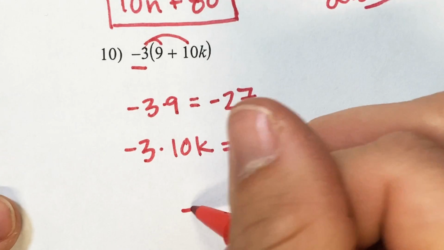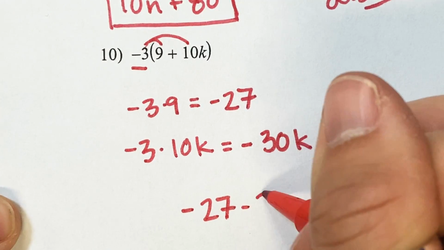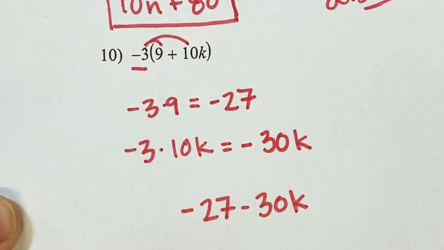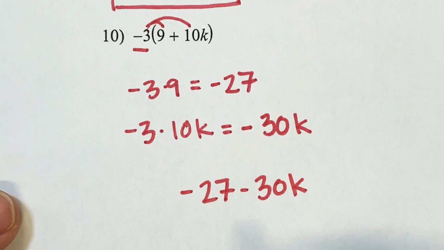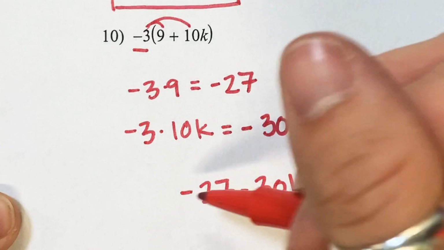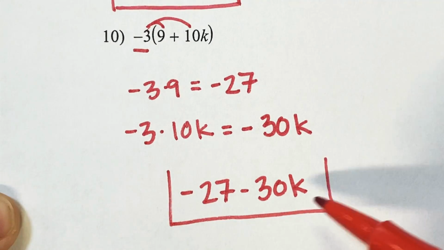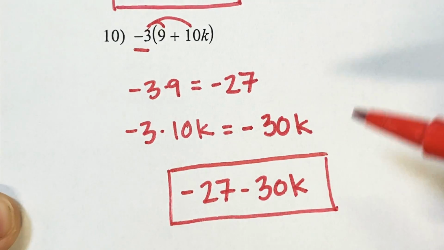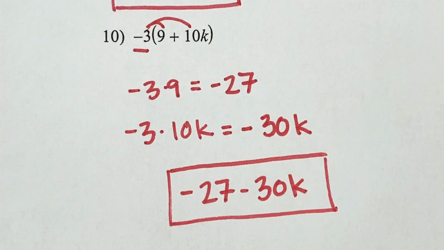So now we can just rewrite it. Negative 27 minus 30k. And now we ask ourselves, are these guys like terms? Can I combine it or simplify it anymore? No, they are not. One has a variable, right? The 30 has the variable, the k. The other one does not, so it is as simplified as it is going to be.